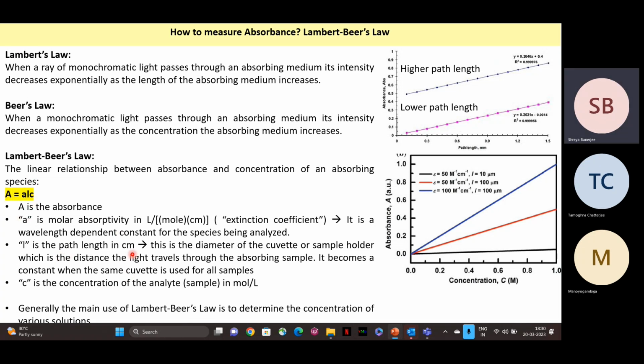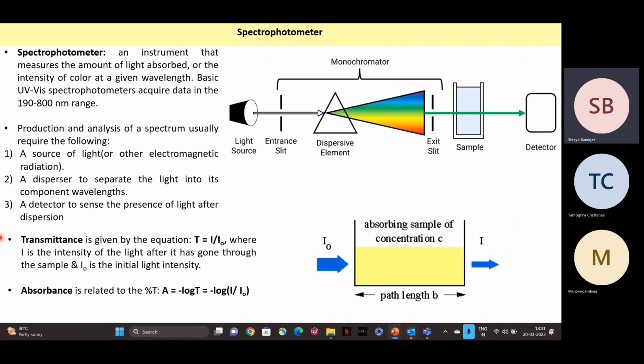L is the path length in centimeter. This is the diameter of the cuvette or sample holder, which is the distance the light travels through the absorbing sample. So this is your path length, which is the diameter of this container.